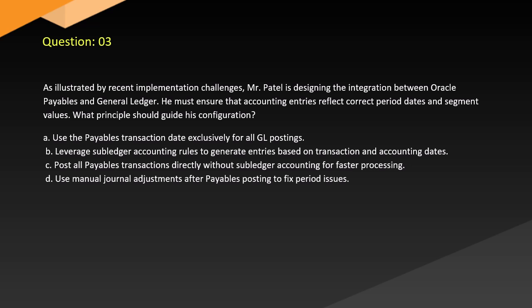A. Use the Payables transaction date exclusively for all GL postings. B. Leverage subledger accounting rules to generate entries based on transaction and accounting dates. C. Post all Payables transactions directly without subledger accounting for faster processing. D. Use manual journal adjustments after Payables posting to fix period issues.